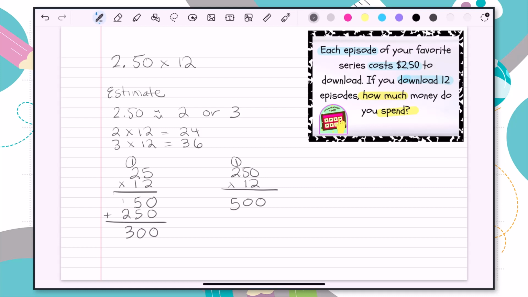So why is it still going to make sense that we're going to get the correct answer? It all comes back to our estimating. If we estimated correctly, we should know where to place the decimal point correctly. I'm almost done multiplying 250 times 12. Let me just add these two numbers together.